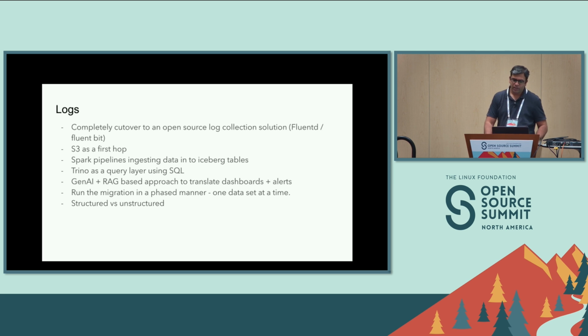Logs. So when you have Splunk, they also have Splunk Forwarder, which is the collector to tail the log files where it gets the data from. The first thing that we did is, okay, let's completely own the collection, which means we will have FluentD, FluentBit as a collector. And the first hop from the node will be an S3. And from S3, you can have various pipelines: one pipeline to deliver to Splunk, one pipeline to ingest the data into Iceberg tables. And on top of it, you have Trino as a query layer.